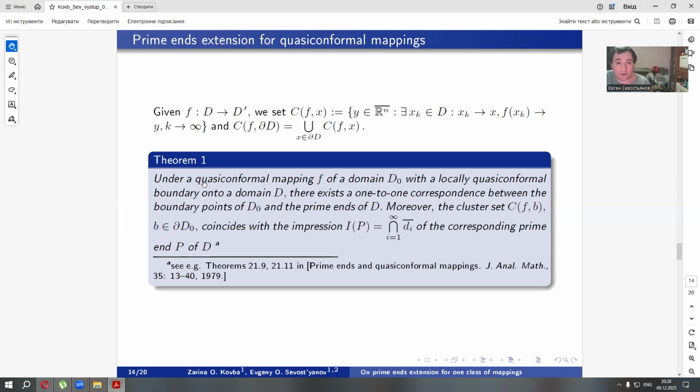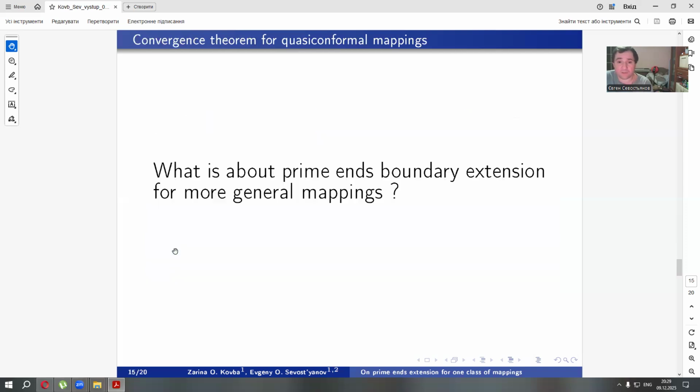Theorem 1. Under a quasi-conformal mapping f of a domain D naught with a locally quasi-conformal boundary onto a domain D, there exists a one-to-one correspondence between the boundary points of D naught and the prime ends of D. Moreover, the cluster set C(f, B) coincides with the impression. The impression is defined by this formula of the corresponding prime end.